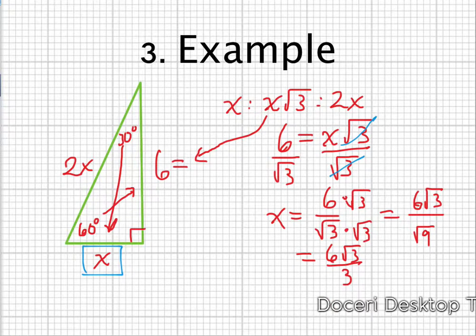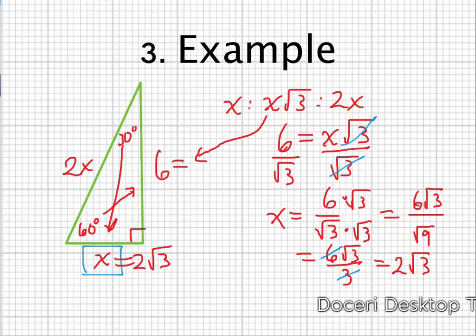So now I can reduce anything else that's outside the square root. You can't reduce the 3's that you have in this. You have to have a square root for both in order to reduce. So that's when we reduce the 6 and the 3. So 3 goes into 6 2 times. So this gives me 2 square roots of 3. So my x value over here on the left is 2 square roots of 3.